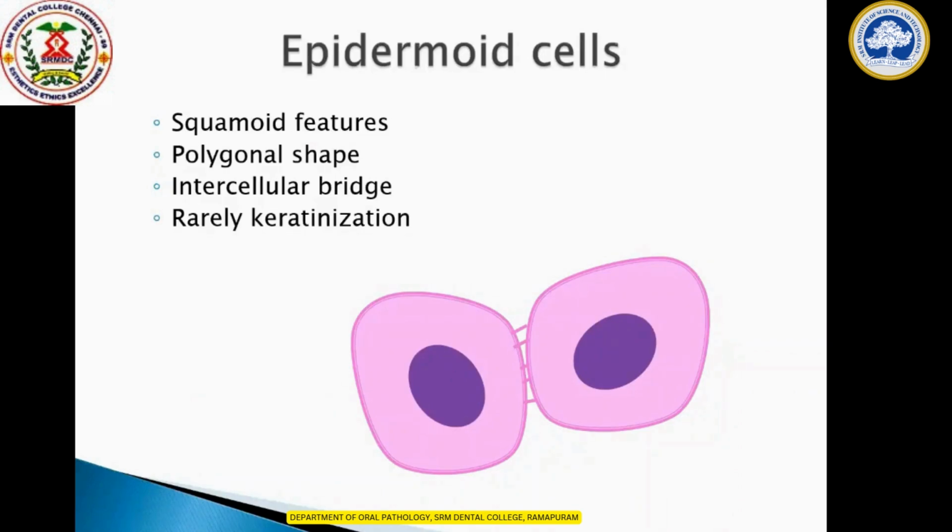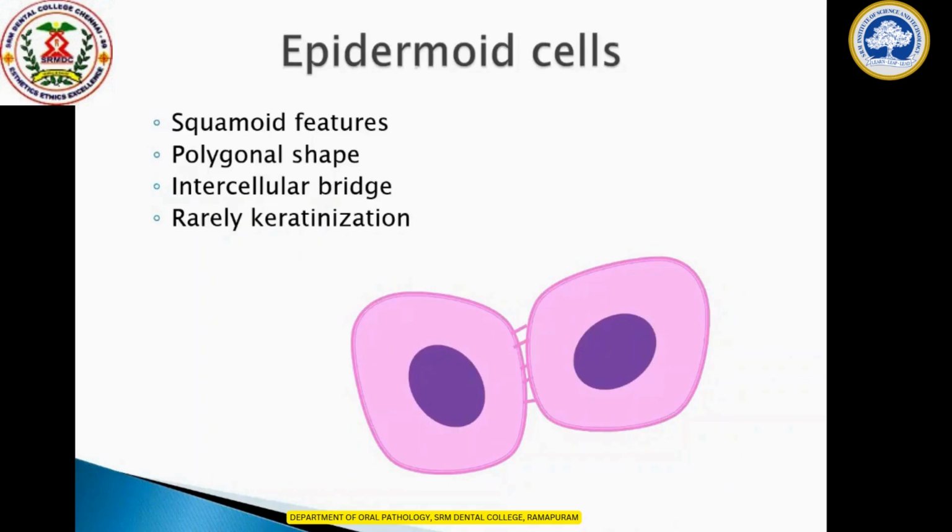Along with that, these cells can show individual cell keratinization. Going back to your squamous cell carcinoma or the dysplastic findings, the individual cells can undergo individual cell keratinization or sometimes keratin pearl formation. Same way here also, these epidermoid cells or the squamous type of cells can undergo individual cell keratinization or keratin pearl formation. So along with the mucus cells, you will be able to appreciate your epidermoid cells, which can form individual cell keratinization and keratin pearl formation in the tumor area.